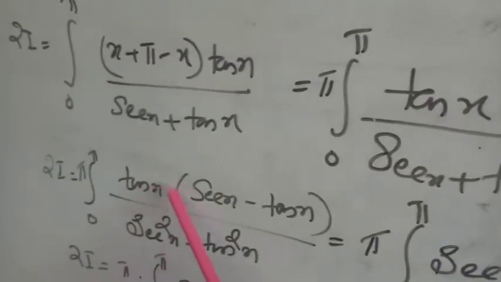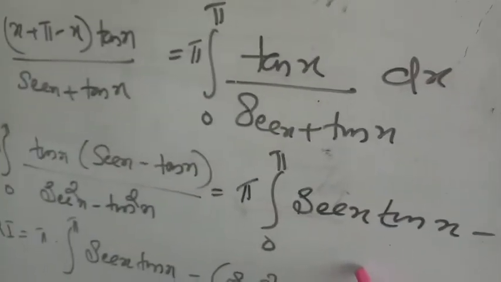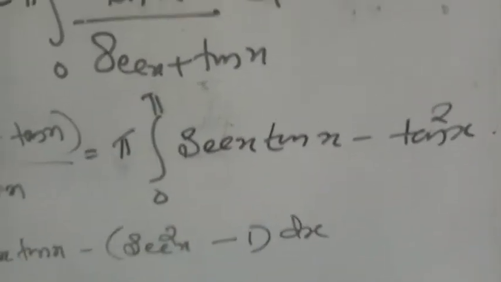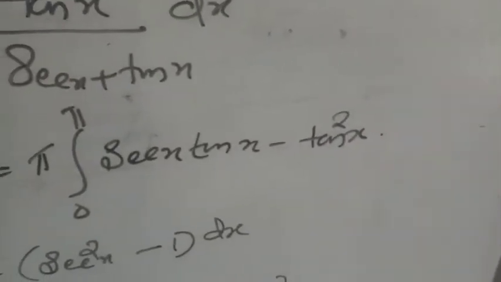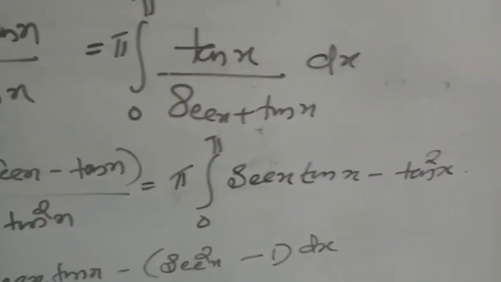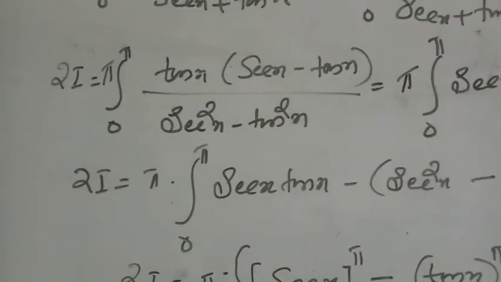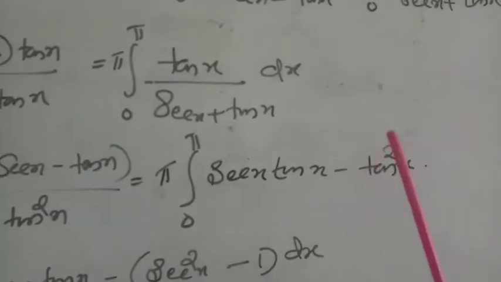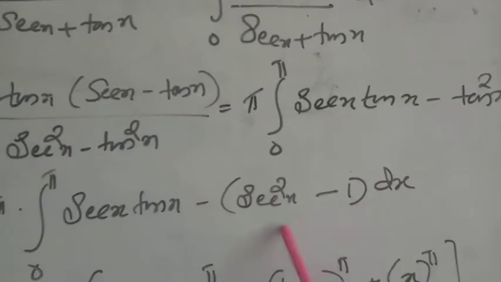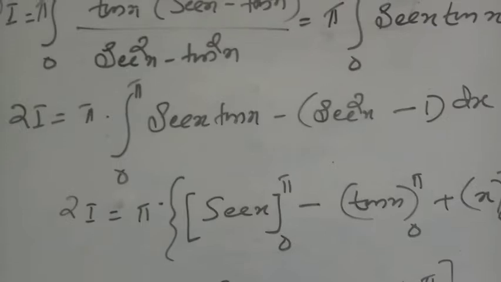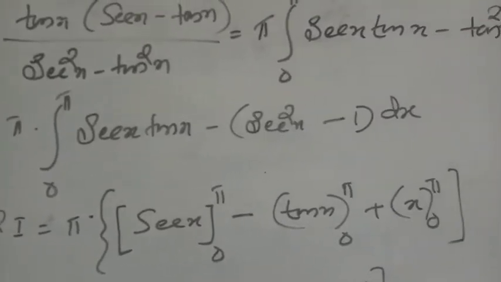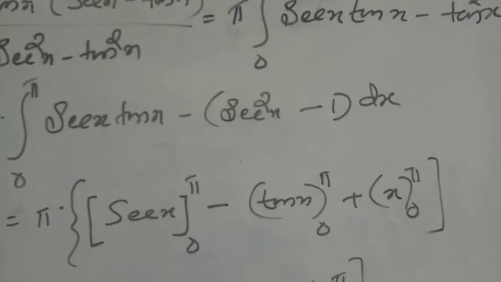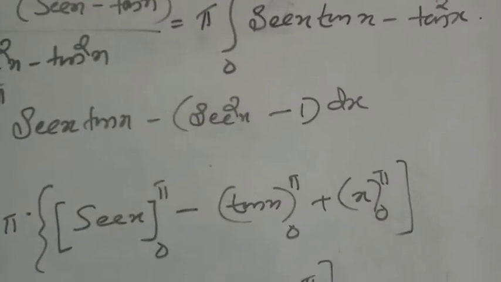Multiplying the tan x to inside the bracket, the first term will be sec x tan x and the second term will be tan square x. Both are integrable. You know the integral of sec x tan x is sec x, and you can transform that tan square x as sec square x minus 1. That is 2I is equal to pi into the integral of sec x tan x minus, for this tan square x, you can substitute sec square x minus 1. Integrating, the first term will be sec x, and the second, minus of integral of sec square x is tan x, and minus of minus 1, the integral of that one is x.